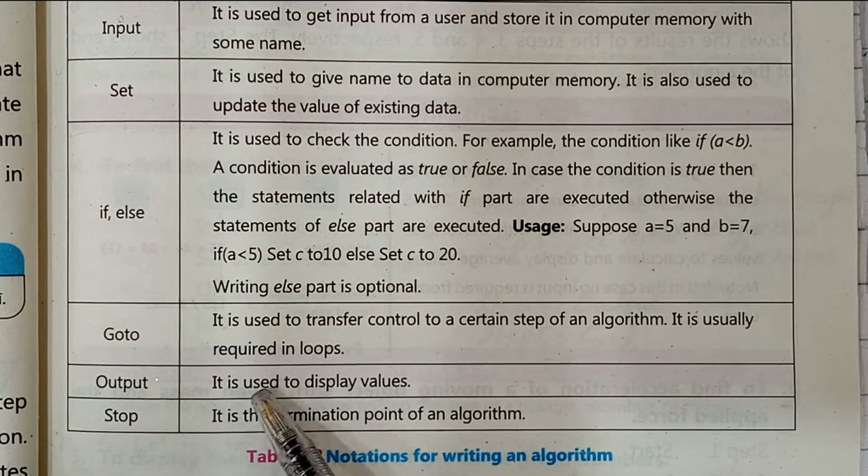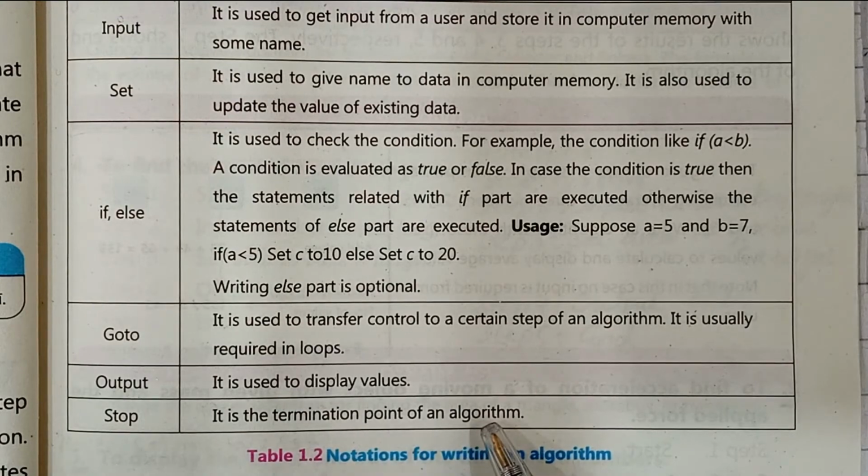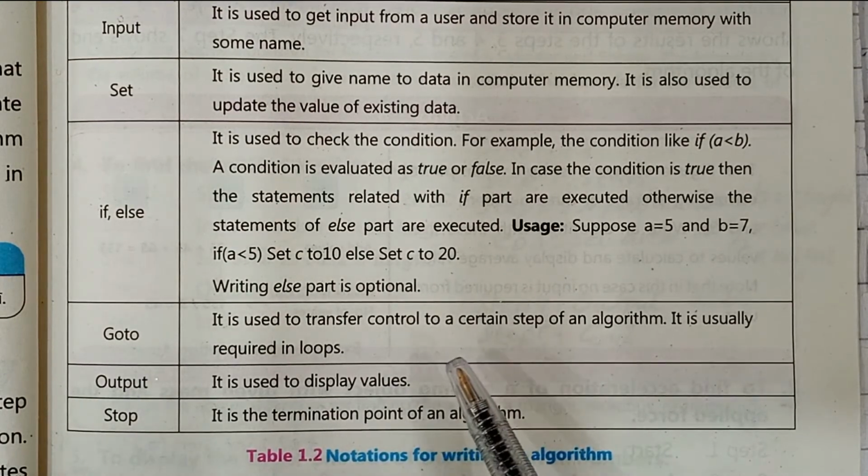Output: it is used to display values. Stop: it is the termination point of an algorithm. Output is the values which are obtained after processing, and stop is the termination, meaning the ending point, of an algorithm.